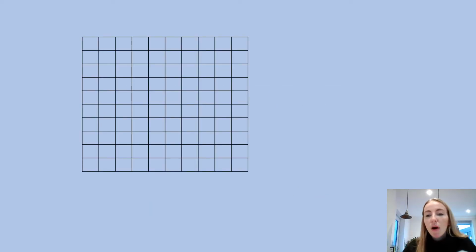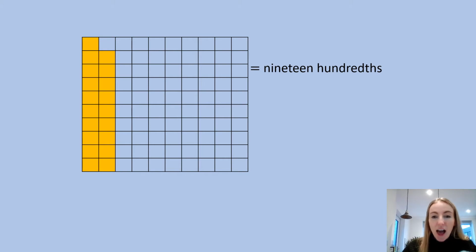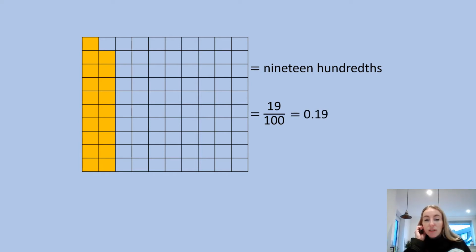Okay, now I've split my whole into how many parts do you think? Yeah, I've split it into 100 parts. And how many of those 100 parts are shaded? You're quick at counting, you'll see that there's 19 out of the 100 shaded, so there's 19 hundredths. And if I was to write that as a fraction, we know that 19 of the 100 parts are shaded, so it'd be 19 hundredths. And to write that as a decimal, it would be 0.19.